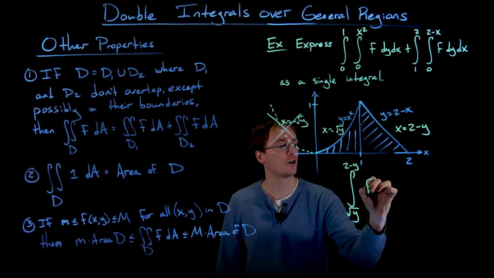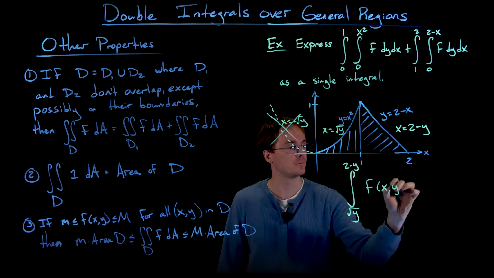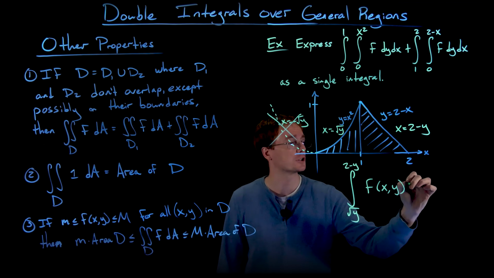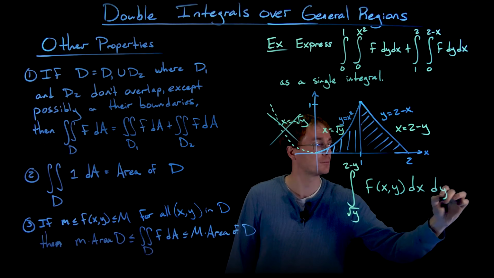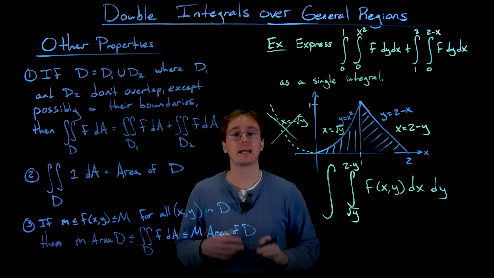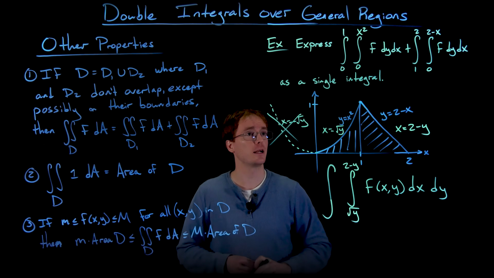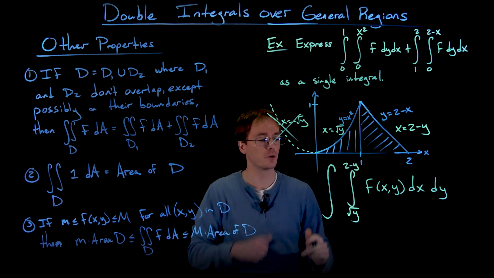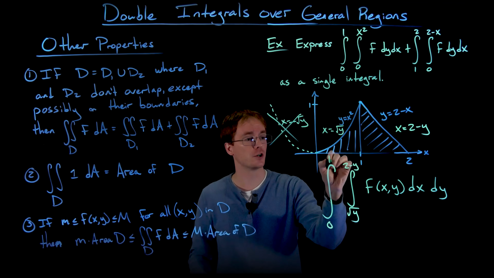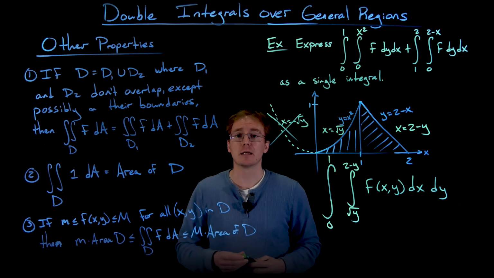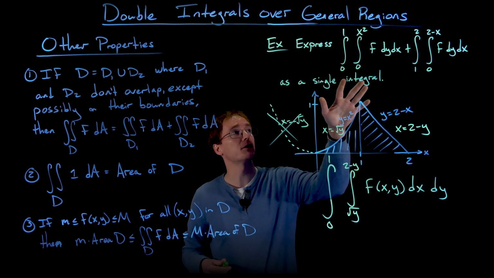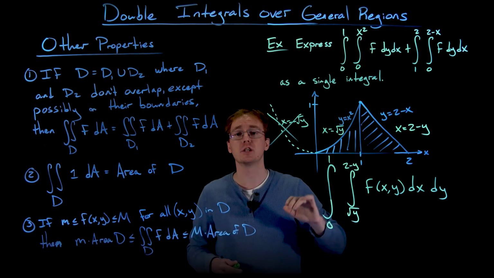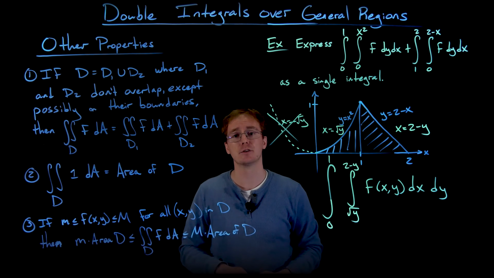We're still integrating our unknown function, f. We're first going to be integrating with respect to x, and then with respect to y. And so for that outer integral's limits of integration, we have to use the y values that our region runs through, which is from 0 to 1. So we finished this example off. We have successfully re-expressed our original sum of two double integrals as a single double integral.